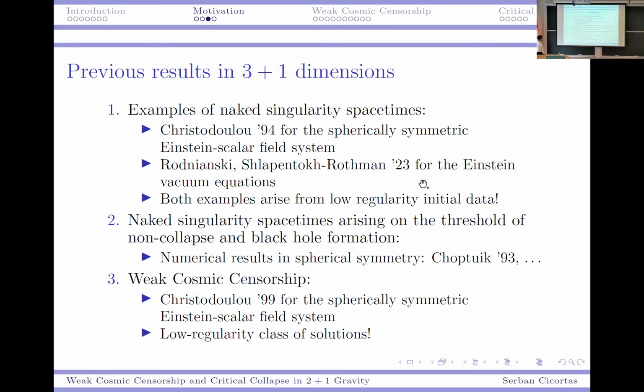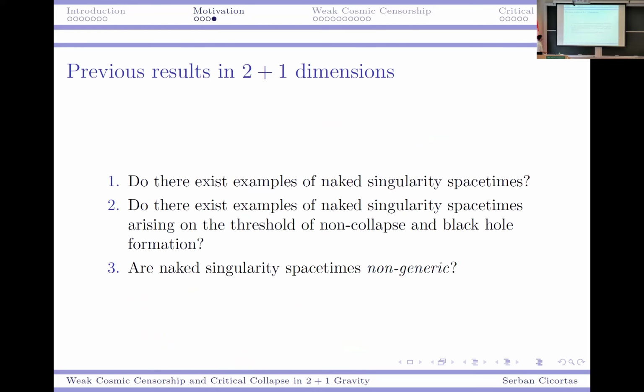So this somehow seems to be a theme both in the examples and in the proof of cosmic censorship. And again, this is really essential, and you should think that even if you have a naked singularity which arises from smooth data, then Christodoulou's proof requires perturbing it into a very low regularity class of solutions, and I'll say more about this. Okay, so then moving on to what's known in 2+1 dimensions.